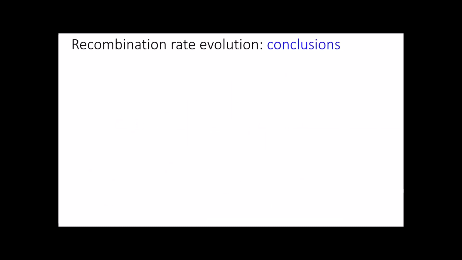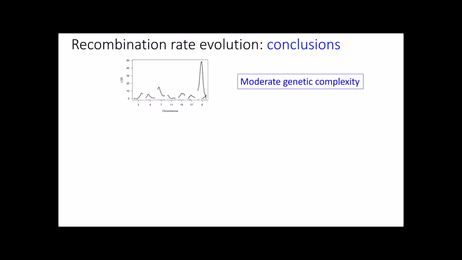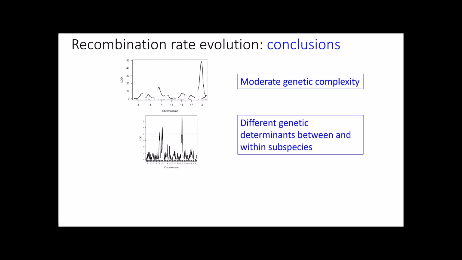So I will summarize and give you some conclusions across these three questions I've mentioned now. We have concluded, based on our genetic mapping, that recombination rate looks a lot like a standard quantitative trait, in that its evolution is conferred by an architecture with moderate genetic complexity. There are multiple loci with modest effect sizes in general, although we have this big one on the X. And we can also see that the QTL, the regions of the genome that are involved in conferring changes to the recombination rate, are different between and within subspecies.